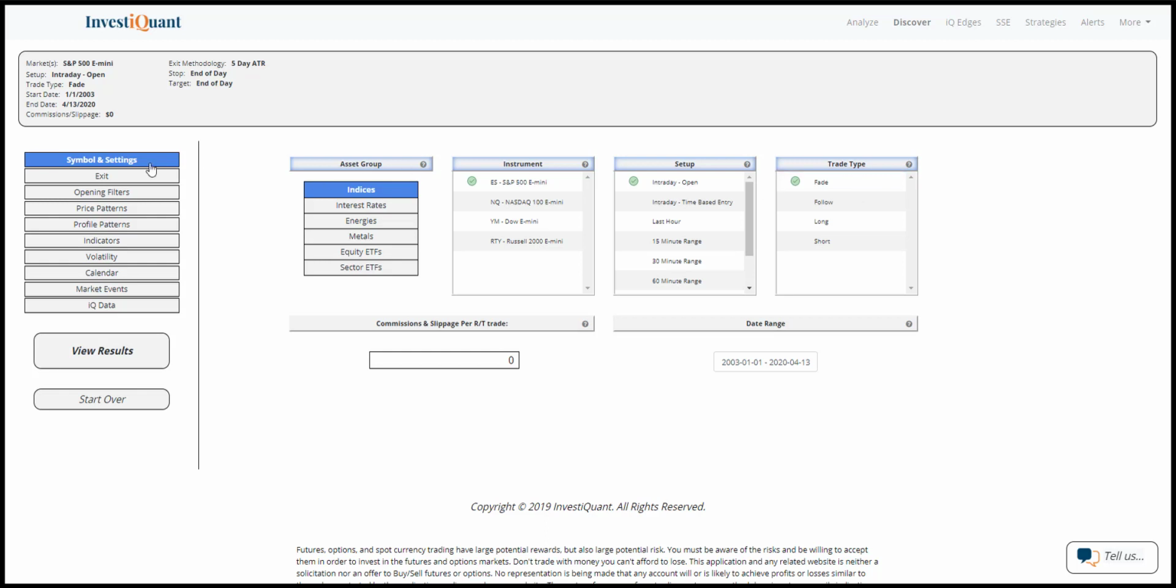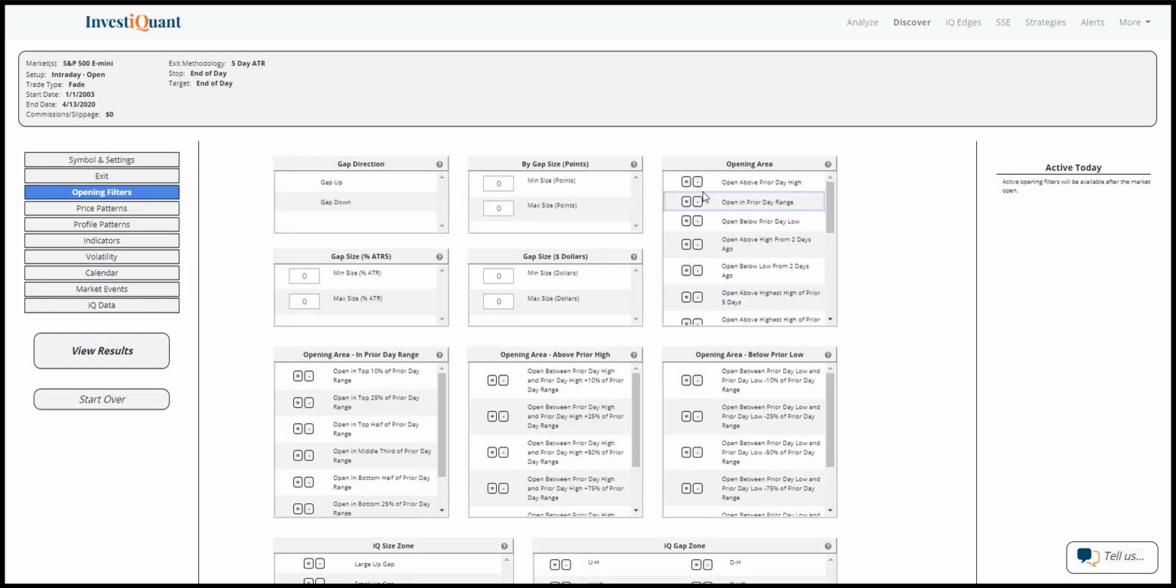For the opening filters, I'm going to do open in prior day range. It looks like we're going to open in prior day range. I have no idea what direction it's going to be. Currently we're down, but we are lifting coming into the open. This pattern happens to do well in either direction typically, so it doesn't really matter which direction we're opening, but I do have us opening within the prior day range.